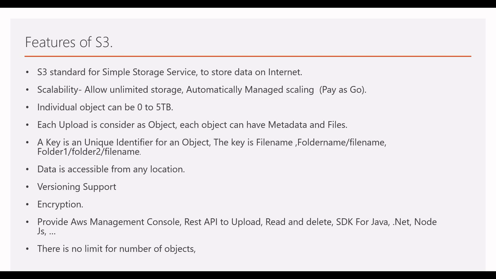The key is the unique identifier for an object. The key is nothing but your file name, and if there is any folder, that will be considered as part of your key. The key can be a simple file name. For example, if you upload picture1.jpg directly, that is the key, picture1.jpg. If you upload it inside images/picture1.jpg, that is considered as the key. So it can have a file name or a folder structure. It can have any number of folders also.